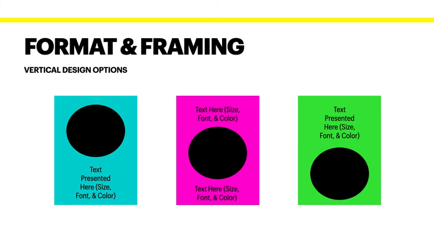Our final example, the one on the right with the green, we have the text on the top and the image on the bottom, which similar to our horizontal design options means that you really want them to process and think about that information you're presenting in that text and then end on that image, end on whatever emotional appeal you're making using that image.